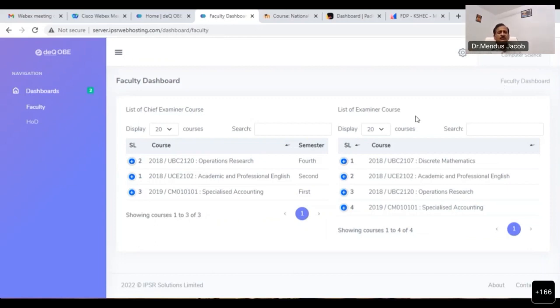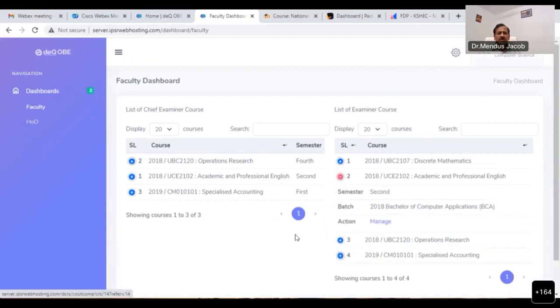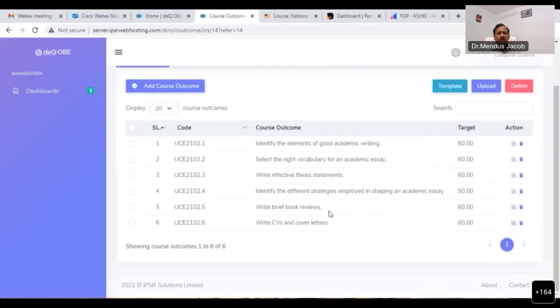Yeah, this is an example of a tool we can use for calculating the attainment level. It's very simple. I will give you an example. Suppose the faculty has to add the course outcomes initially. It's only an example of some course outcomes. This may not be the real course outcomes, so don't look at the outcomes. I will just give you the idea of how the process is.